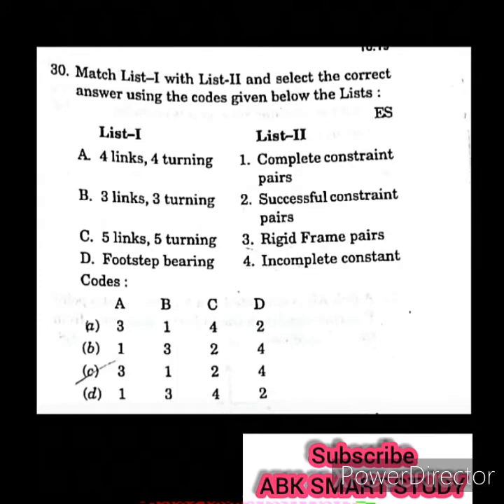Next question. Match list 1 with list 2 and select the correct answer using the codes given below the lists. Here in list 1, 4 links and 4 turning pairs is called a rigid frame. Then 3 links, 3 turning pairs are complete constrained pairs. 5 links, 5 turning pairs means successfully constrained. And footstep bearing is nothing but incompletely constrained. So here option C is the right answer.